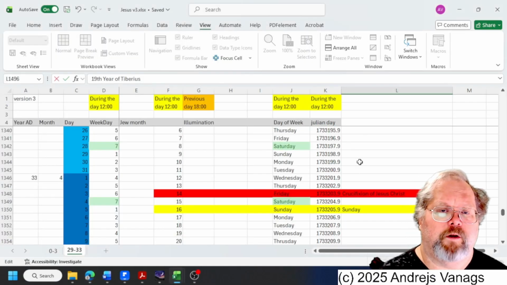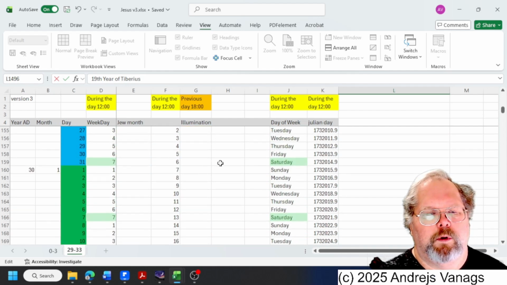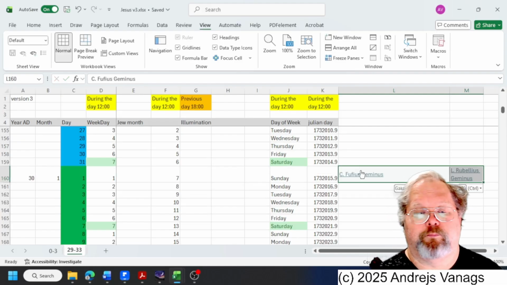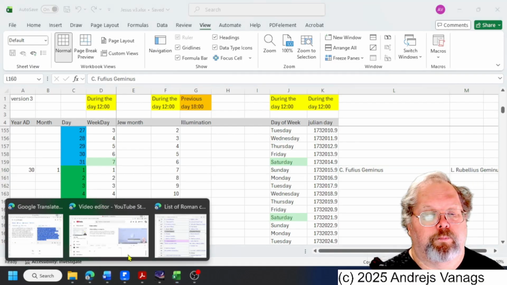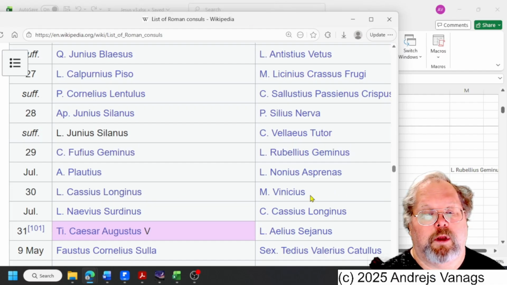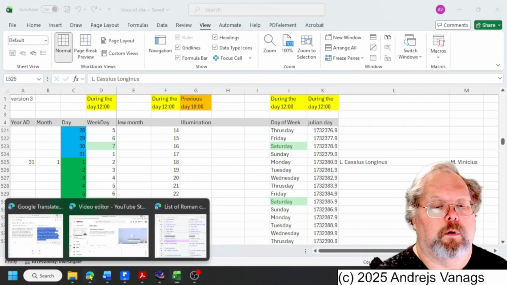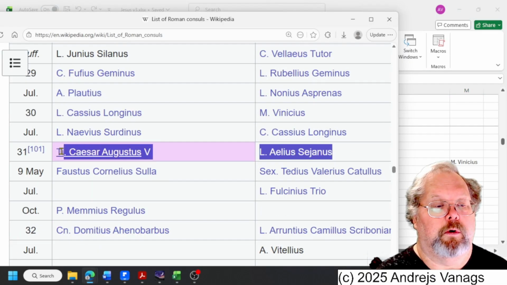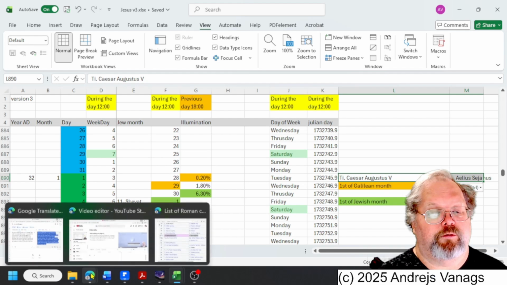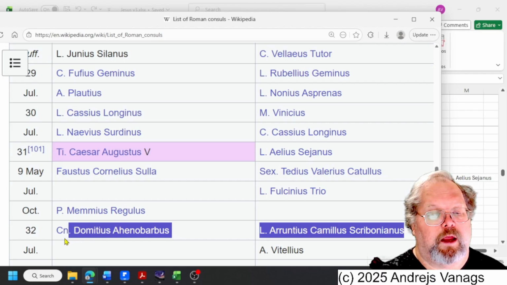And we verified that through eclipses. The first of the year of 30th, 1/1/30. This is when these Roman consuls came on. The next set of consuls on the next year are Longinus and Vinicius. 1/1. The next year is the emperor himself and Sejanus. And on the year of Jesus Christ's crucifixion, we have Scribonianus and Ahenobarbus.